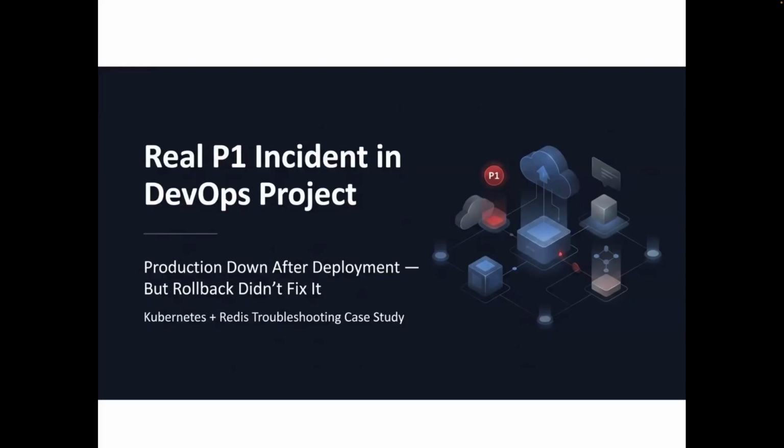How this is going to help you is you will get one new visionary way of thinking. If you get into any issue, usually we'll check a few things. This is something out of the box, I would say. I never faced something like this, so you will also start to think from that perspective. Another thing, this is a Kubernetes and Redis cache based troubleshooting case study.